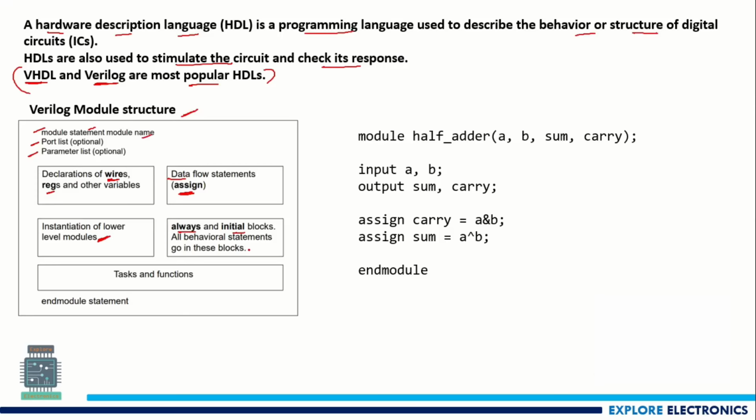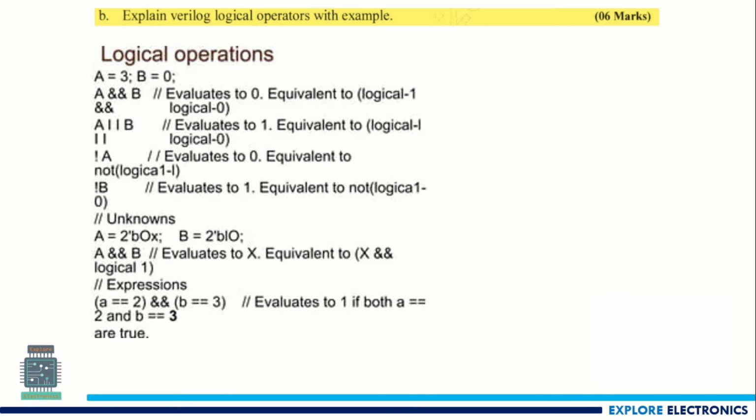Always and initial blocks can be there and other behavioral statements can be there. If it is there, tasks and functions we are going to write. Finally, endmodule. So by writing this, you need to explain this much. Then any example. Here I have taken a half adder example, and here also better to write the truth table. So this much you need to write for this question.